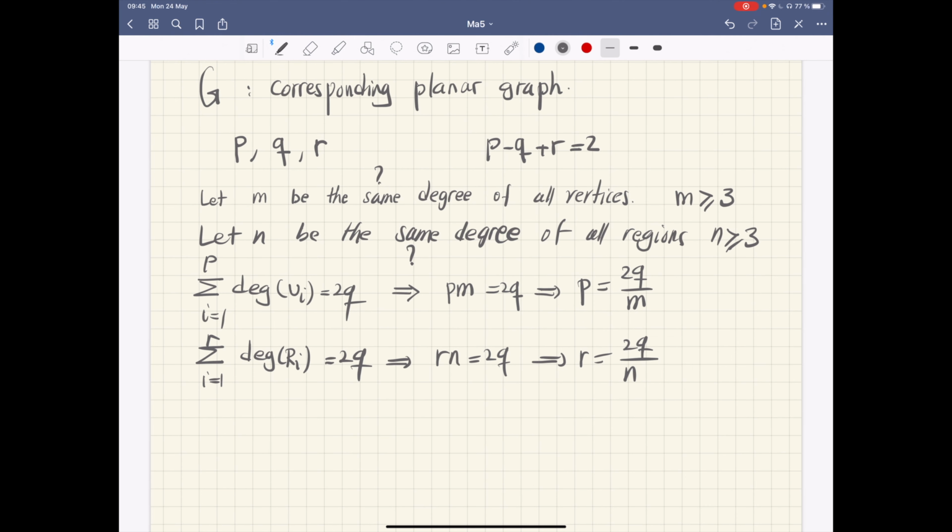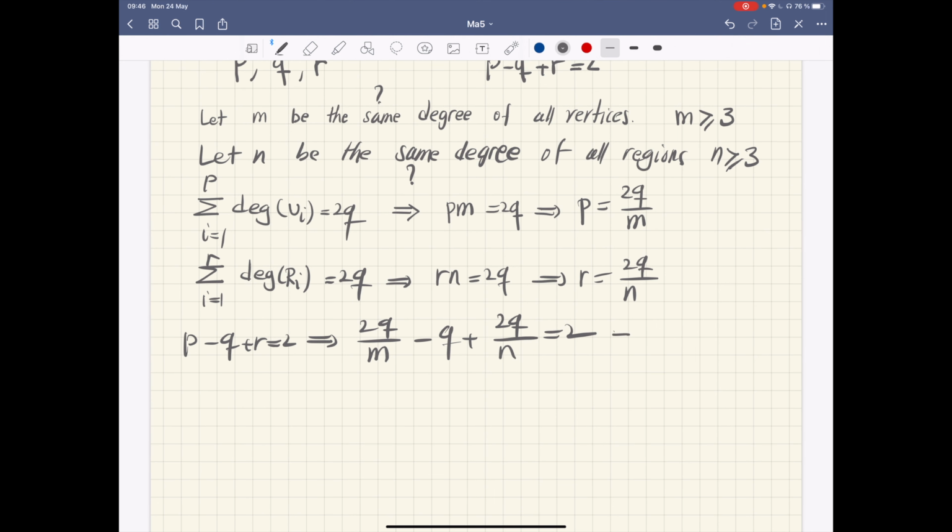Okay, but then we have p minus q plus r is equal to 2. So this implies that instead of p, I put 2q over m. Instead of q, I put q. Instead of r, I put 2q over n. On the right-hand side, I have 2. And let me factor q over mn out. On the left, what is left for me is 2n. I will motivate you why.